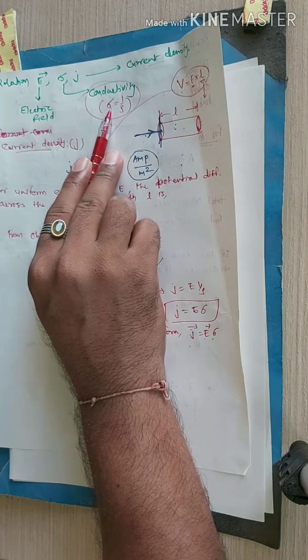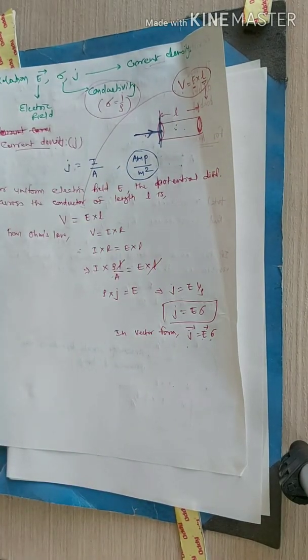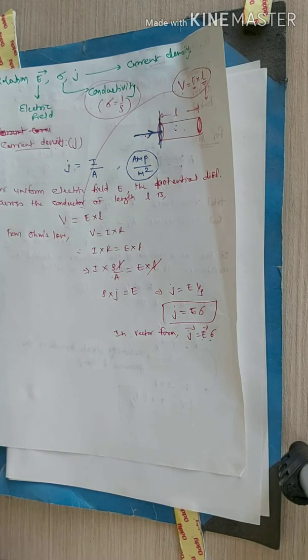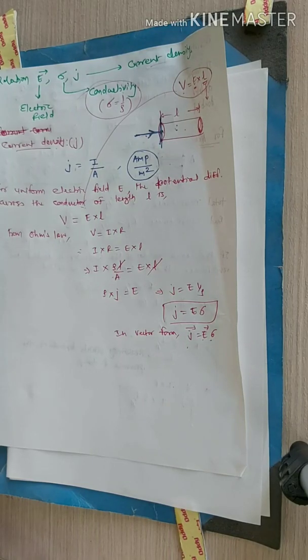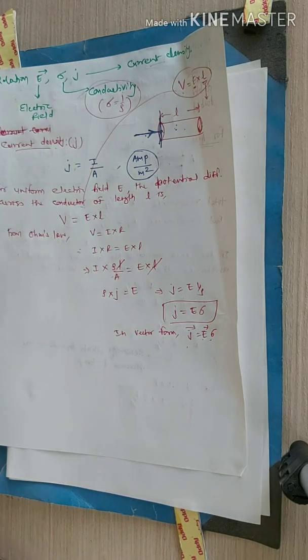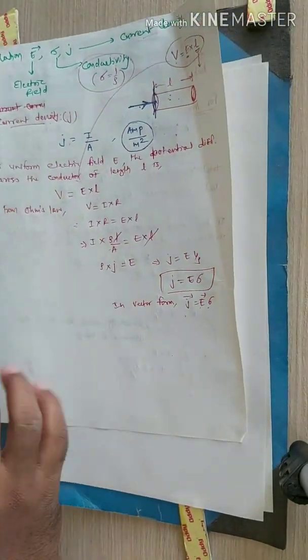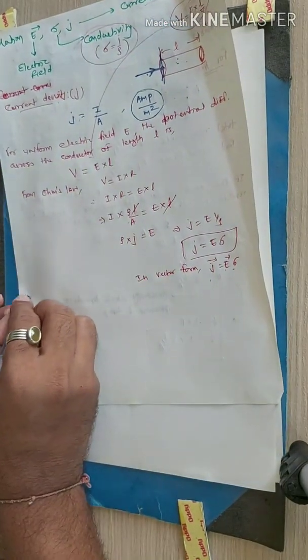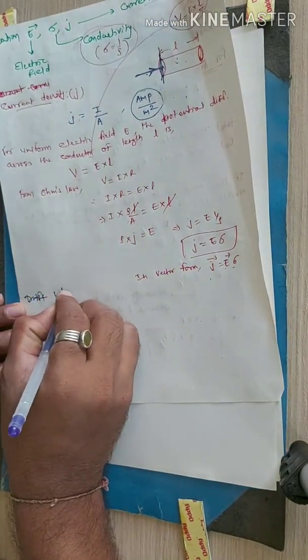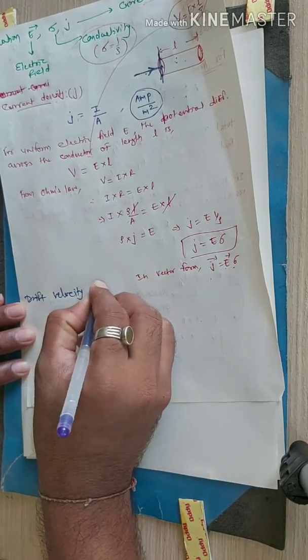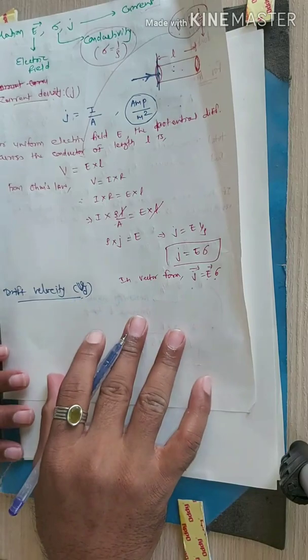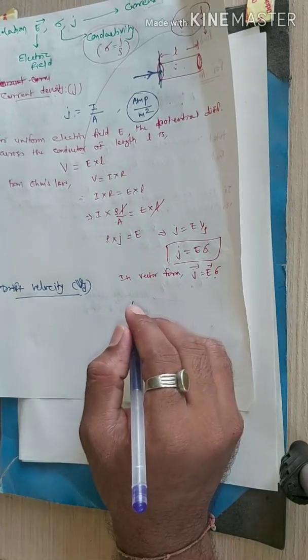We have these equations where the conductivity is the reciprocal of the resistivity rho. Now we'll see the new terminology and the new concept of the chapter, and that is drift velocity. So we will see about the drift velocity and its equation. Our next topic is drift velocity, which is denoted by the symbol Vd.